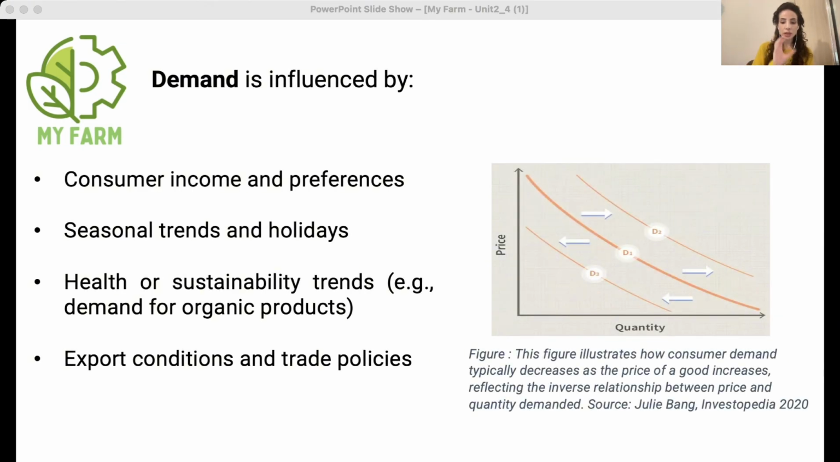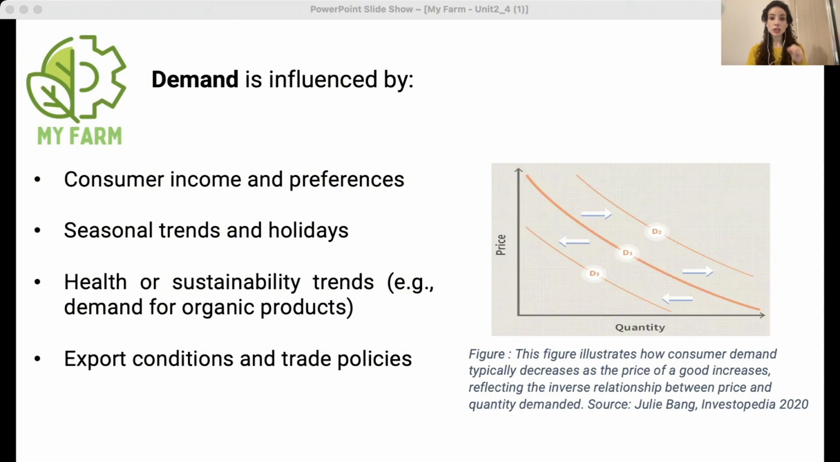Demand in agriculture is shaped primarily by consumers and their circumstances. Changes in income levels affect what people can afford to buy. Cultural habits influence what foods are preferred. Seasonal patterns determine when certain products are consumed. More recently, health concerns, sustainability awareness, and ethical considerations have become powerful drivers of demand.